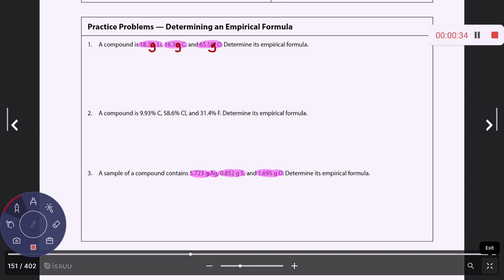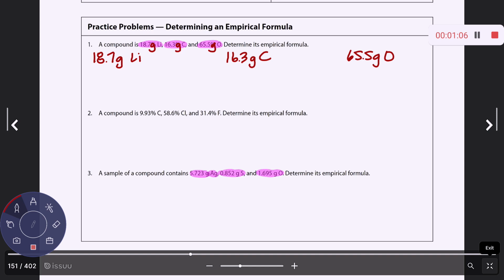Then what you're going to do is convert grams to moles. So I believe step number 1 is percent equals grams. Took care of that. Step number 2, convert grams to moles. And in parentheses, it says do not round to sig figs. That's really important. So we're going to take our 18.7 grams of lithium and 16.3 grams of carbon and 65.5 grams of oxygen, and we're going to divide by the molar mass of each substance.